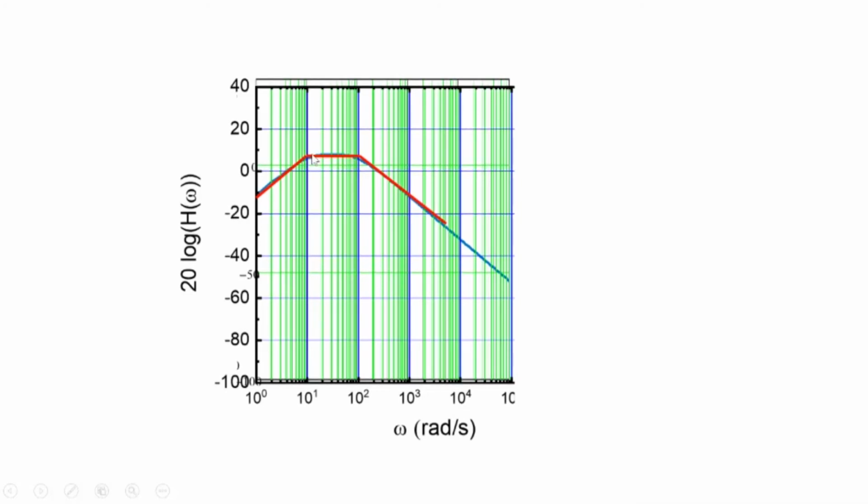So we would call something like this a band pass filter. It is passing a band of frequencies in the middle. It rejects lower frequencies and rejects higher frequencies, but there is a band between lower and higher which it is passing with relative ease.